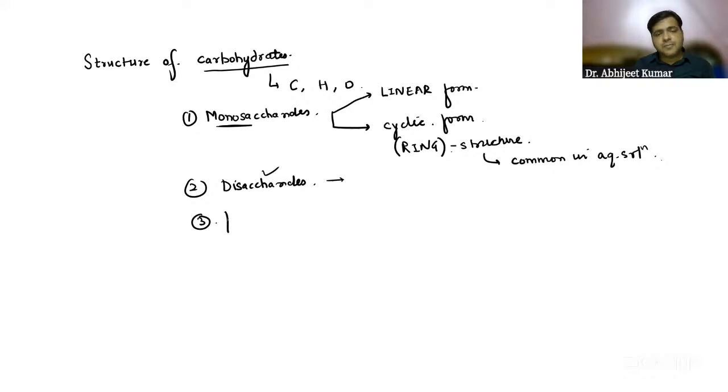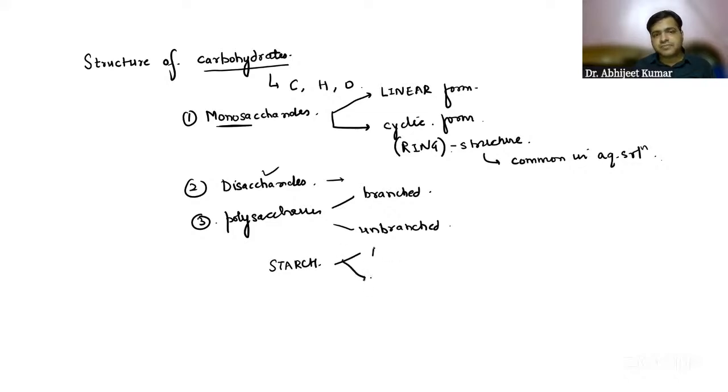We have polysaccharides, guys. Polysaccharides can be either branched or unbranched as well. For example, if we talk about starch, starch has both amylose and amylopectin, right?